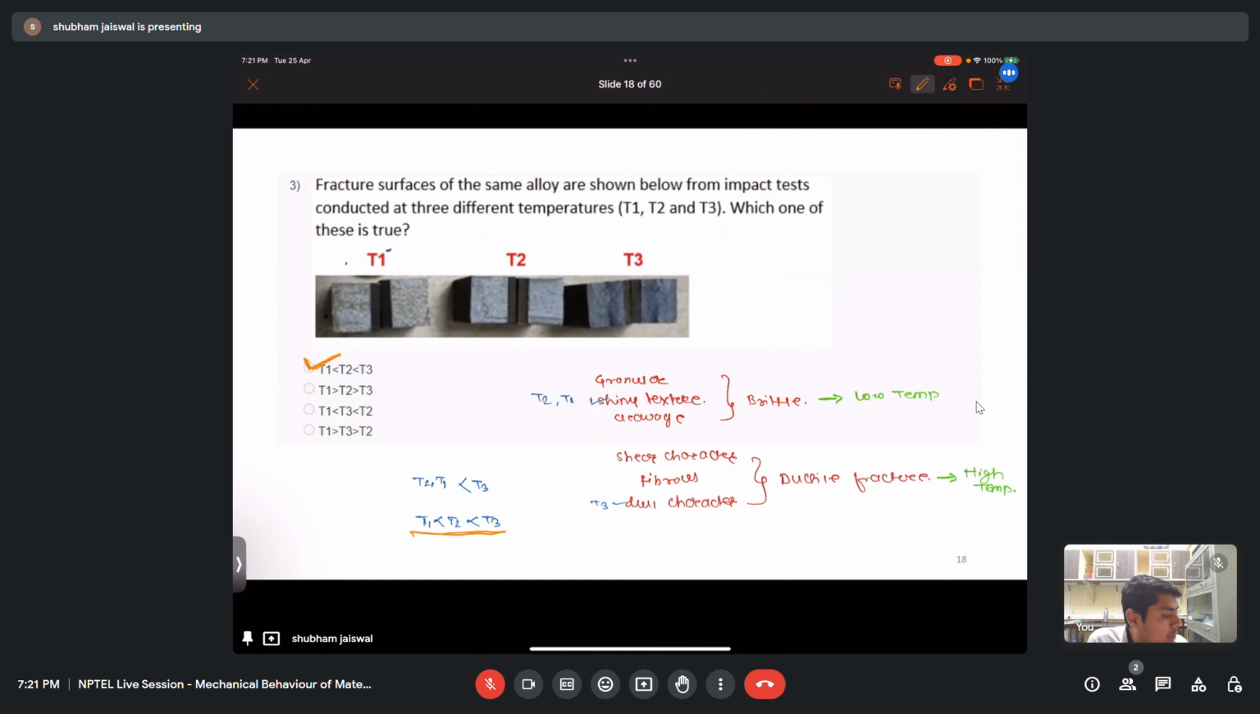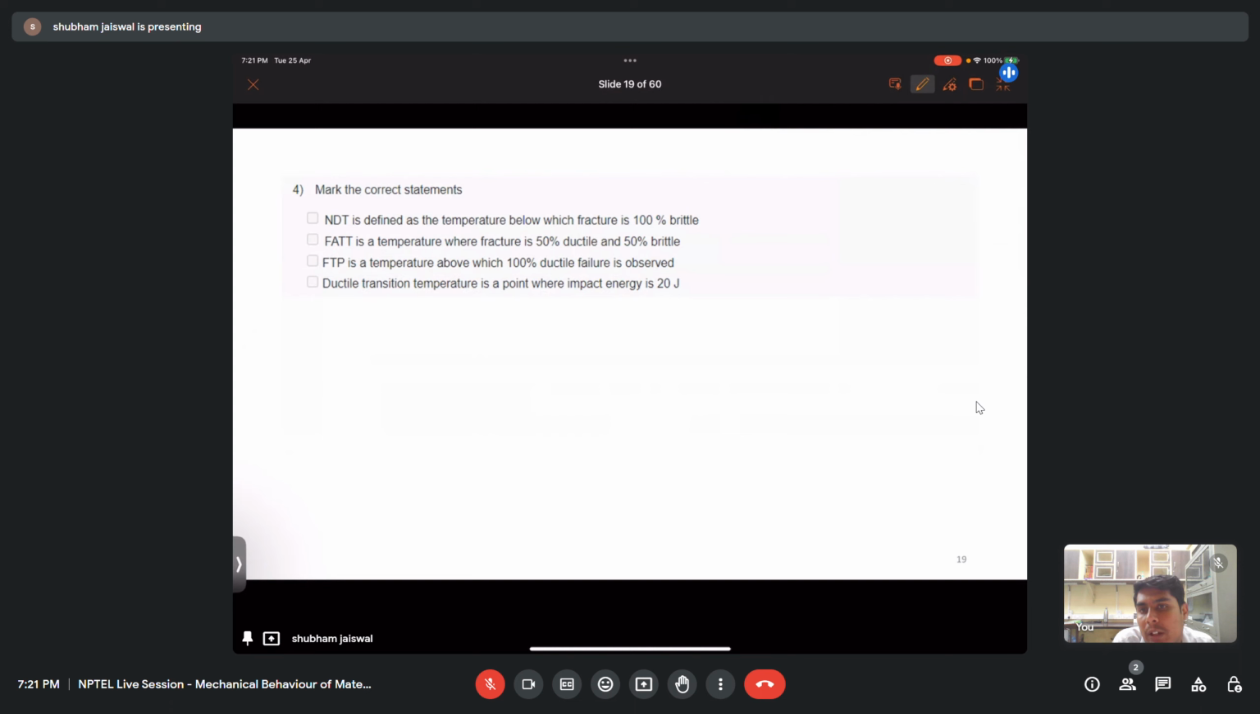So now coming towards the next question, mark the correct statement. NDT is defined as the temperature below which fracture is 100% brittle. And FATT is the temperature where fracture is 50% ductile and 50% brittle. And FTP is the temperature above which 100% ductile failure is observed. And the ductile transition temperature is a point where impact energy is 20 joule. Please try to answer it.